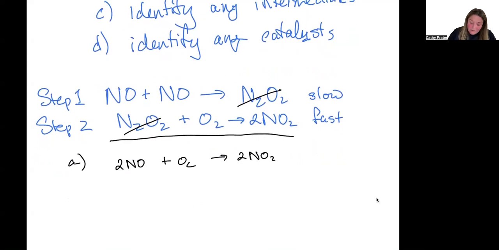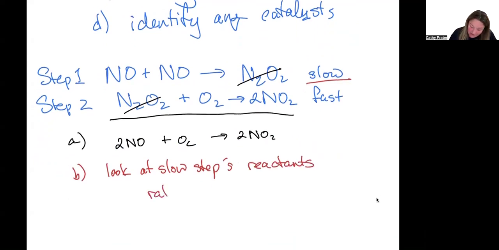Now, in writing the rate law, we need to look at the slow step. How do you know which step is the slow step? You were told which step is the slow step. And specifically, we're going to look at the slow step's reactants.